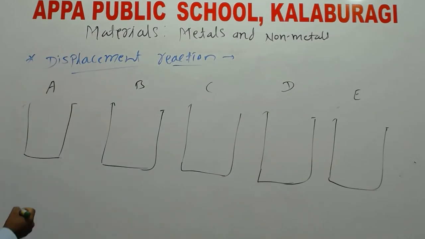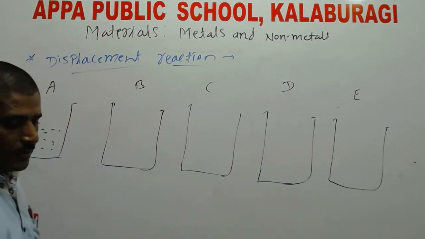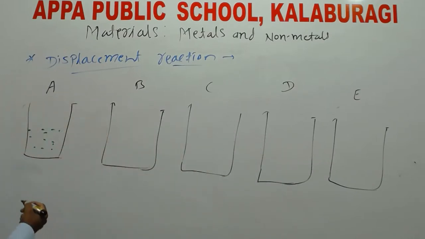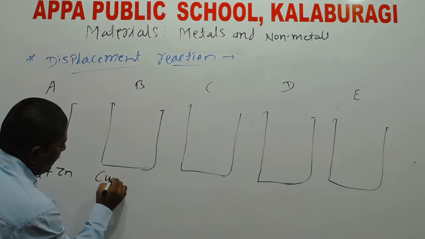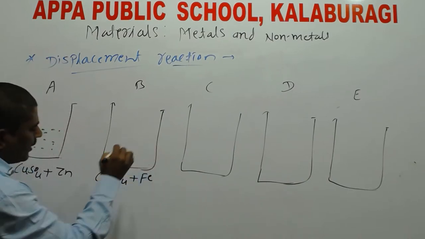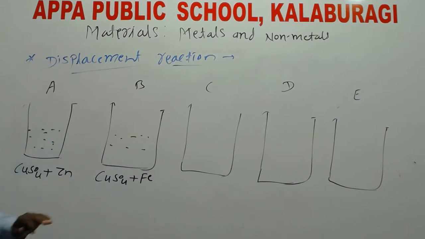Let us see what happens in the first beaker. I am going to add copper sulfate, CuSO4, plus zinc, Zn, in beaker A. Next, beaker B, the same: copper sulfate plus Fe. Instead of zinc, we have to take Fe, that means iron.